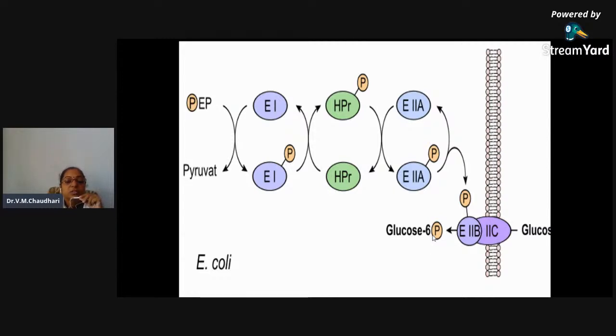So how is this glucose 6 phosphate formed? First, phosphoenol pyruvate donates the phosphate group to enzyme first.